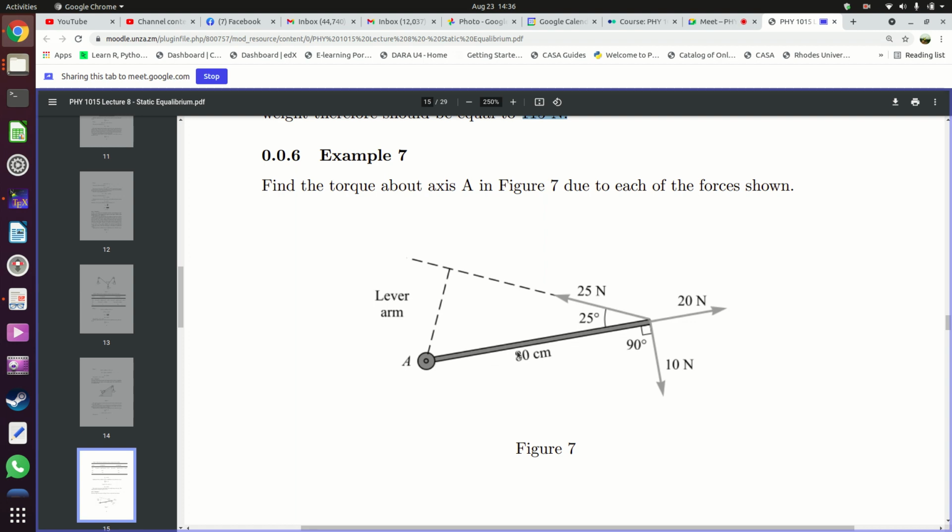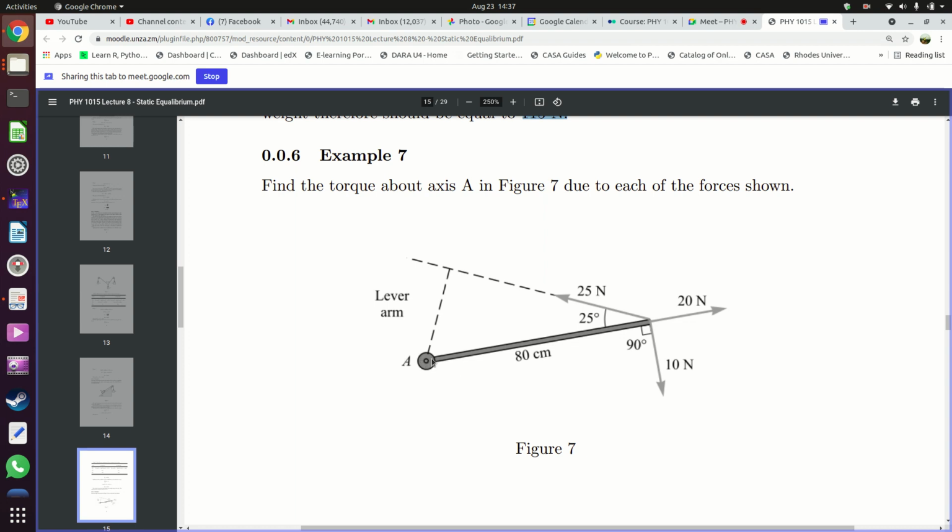This is a bar. It has a length of 80 centimeters, and there are a bunch of forces acting on this bar. There is this force, 25 newtons, acting at an angle of 25 degrees. There is this force, 20 newtons, whose line of action is the same as the pivot. There is another force, 10 newtons, which is acting at an angle of 90 degrees. And of course, there's this point here, A.